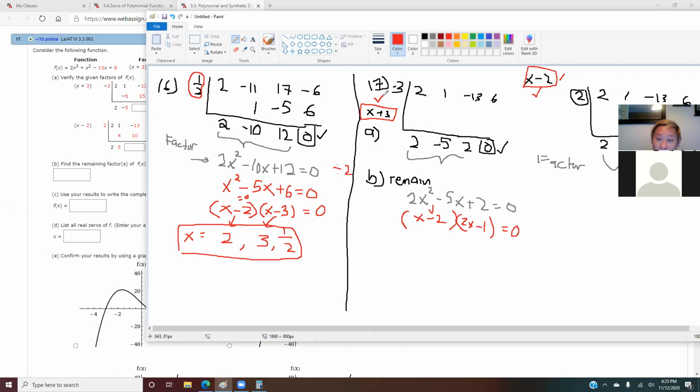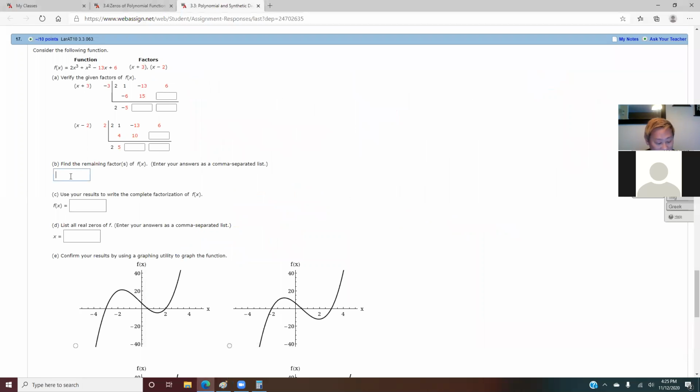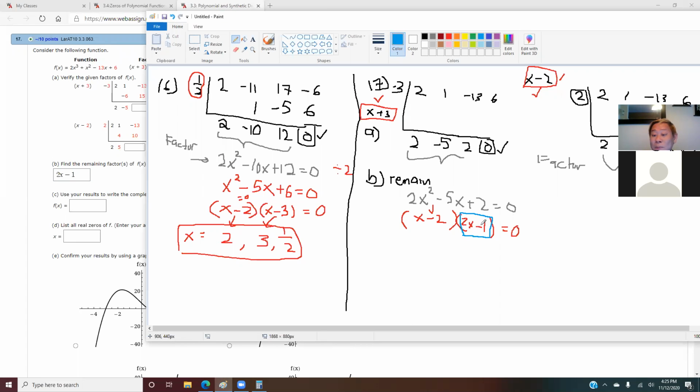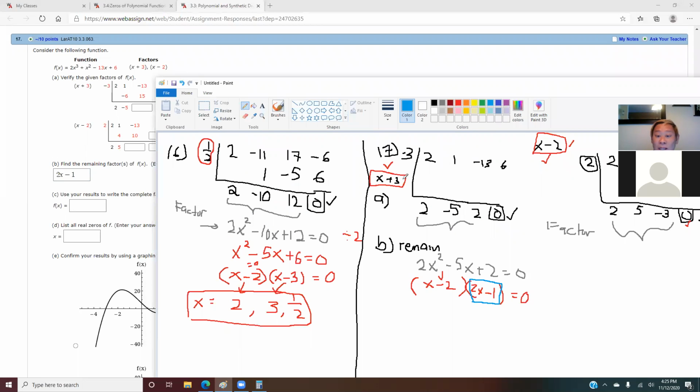You got x plus 3 here. We got x minus 2 here. So the remaining factor here is what? So this answer will be 2x minus 1. That is your remaining factor. Because you already know x plus 3 is a factor. You already know x minus 2 is a factor. So you already know these two. So that means the leftover, the remaining one, is this one.